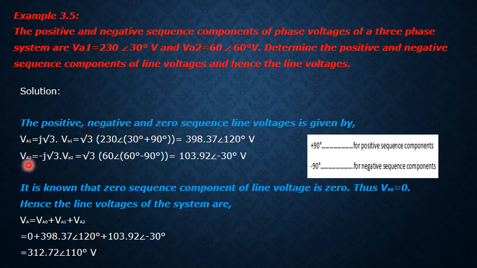Okay, then the line voltage for negative sequence component. This is the equation we obtained from our previous derivation. That is minus j root 3 into the phase voltage of a negative sequence component. The phase voltage of negative sequence component is given, right? So this is how much? 60 at an angle 60 degrees. So now substitute over here in this equation.